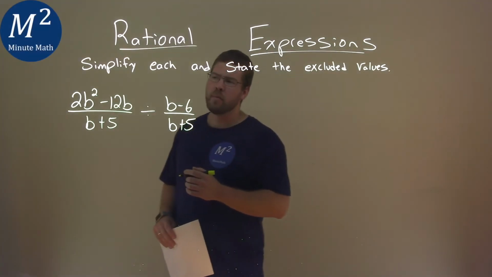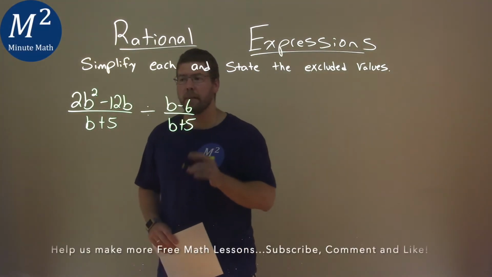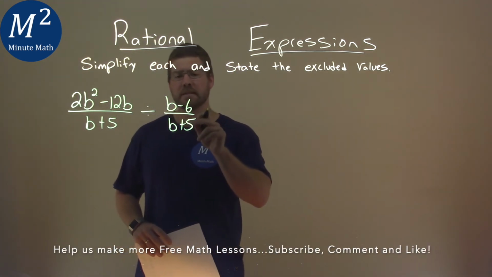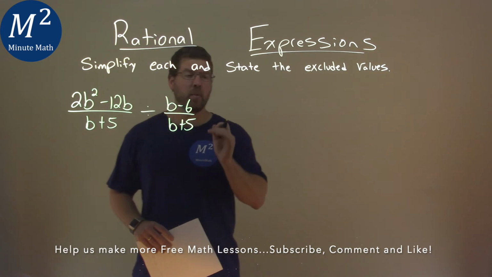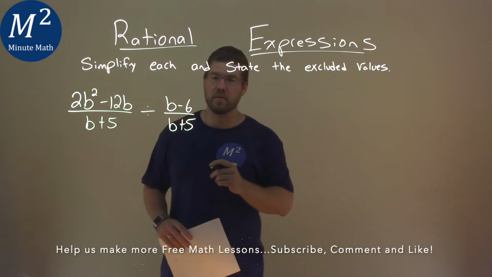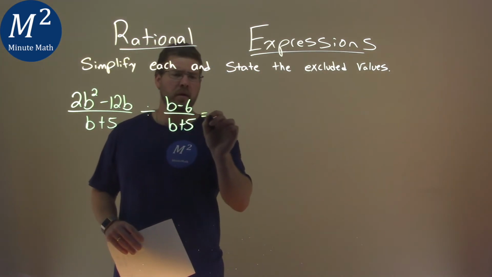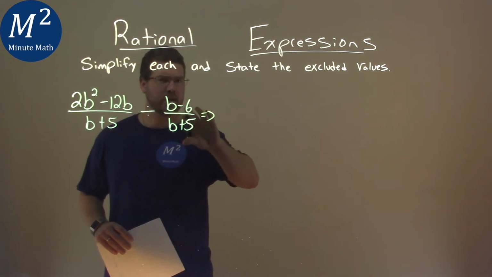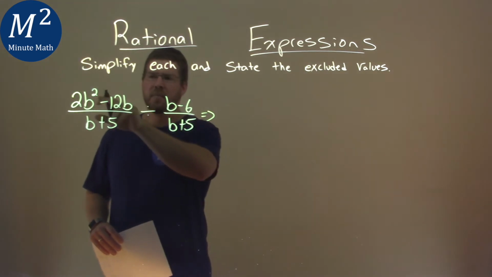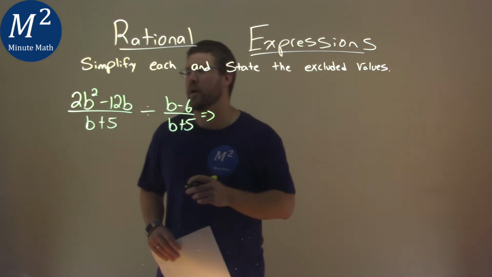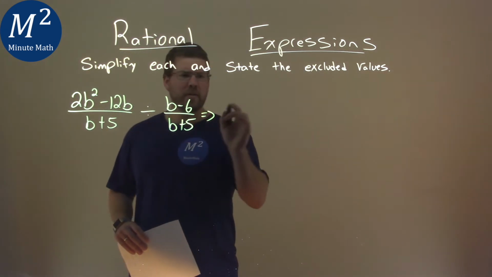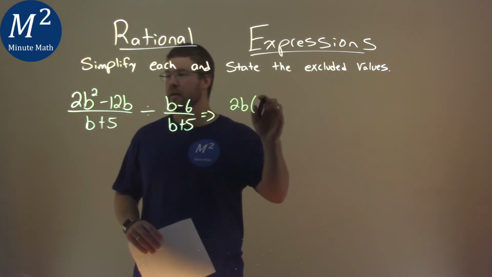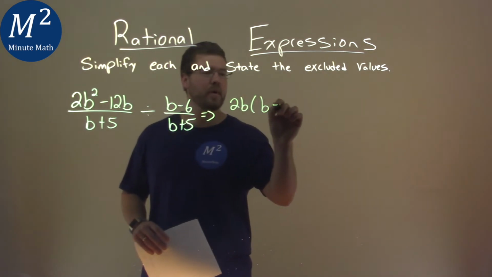We're given this problem right here, 2b squared minus 12b over b plus 5, divided by b minus 6 over b plus 5, and we need to simplify this and state the excluded values. Well, first thing is, I'm going to try to rewrite this. I'm going to flip this fraction over to be multiplication, and I'm going to factor that 2b squared minus 12b. If I pull out a 2b, I'm left with just b minus 6.